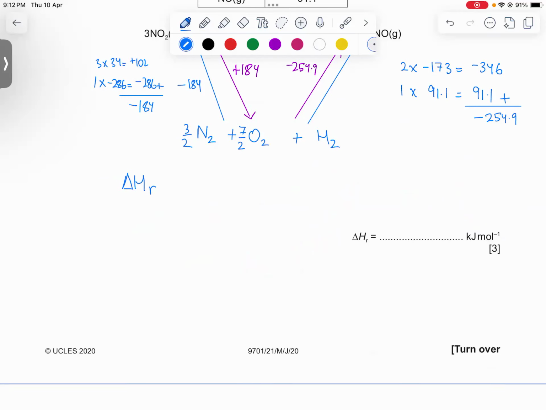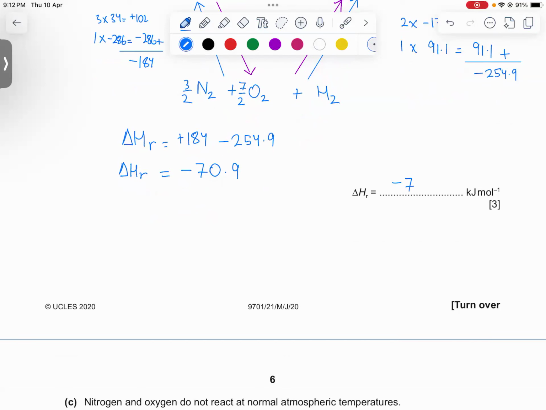So you will finally write delta H R is equal to plus 184 minus 254.9. What would be the answer, beta? Negative 70.9. That would be our final answer. So this is a very easy question for free 3 marks. All you need to do is be good with your vector skill, right?